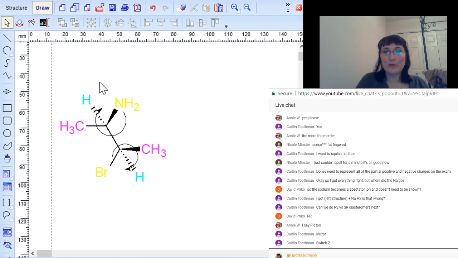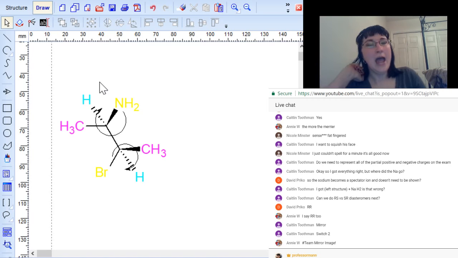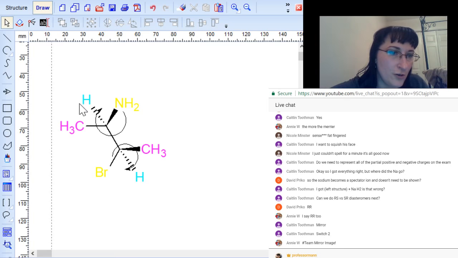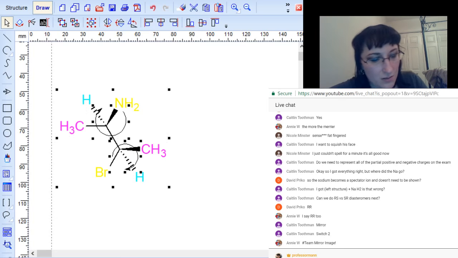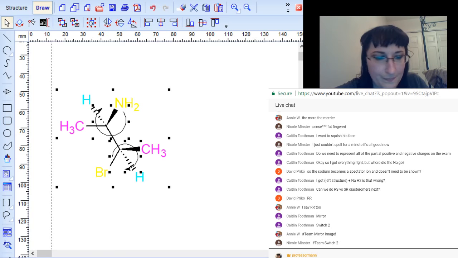Yes, Caitlin, those are both options for you. Team mirror image. And it just depends on what y'all see better. If you're finding that one way is easy for you compared to the other, then do it the way that's easier for you. Don't make it hard on yourself. So, team switch too.